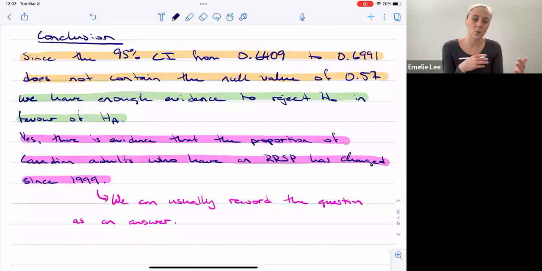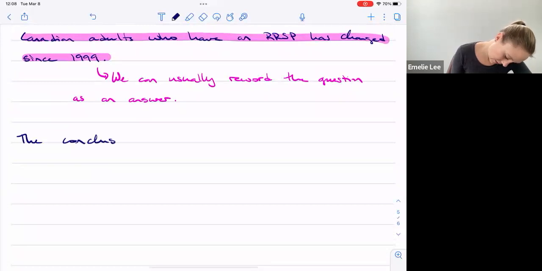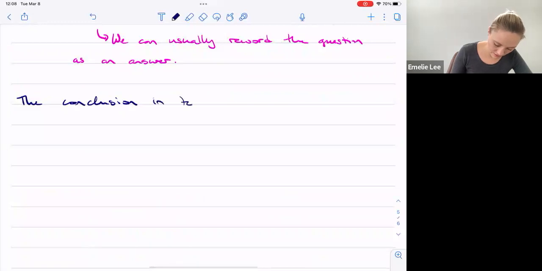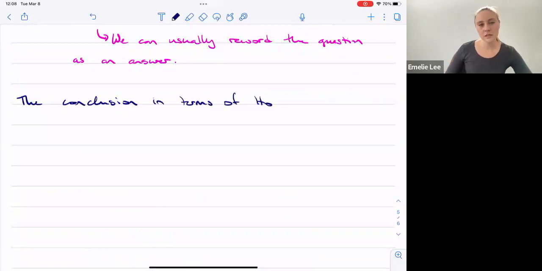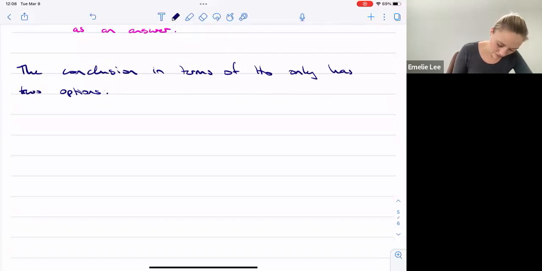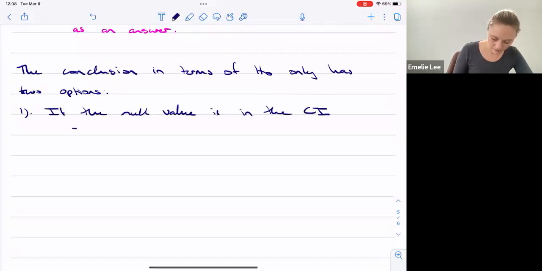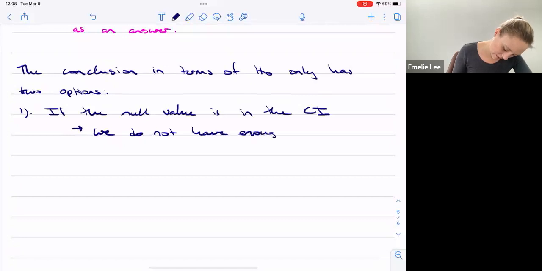So your conclusion can go one of two ways, right? The conclusion in terms of H naught only has two options. If the null value is in the confidence interval, then we do not have enough evidence to reject H naught.